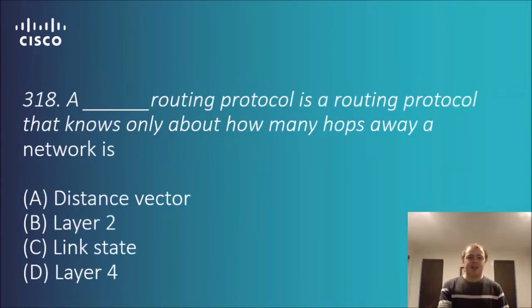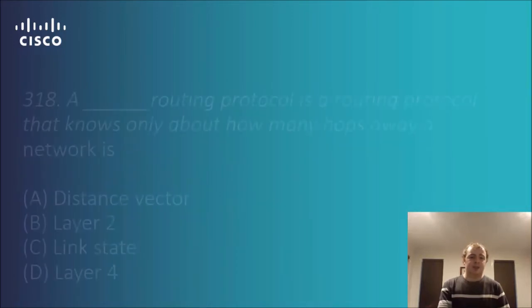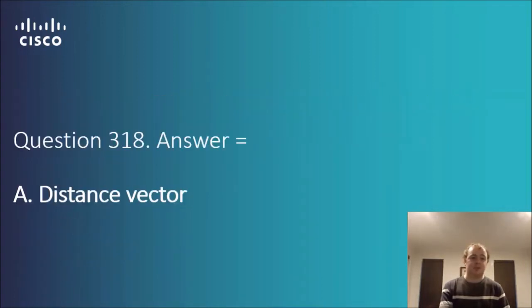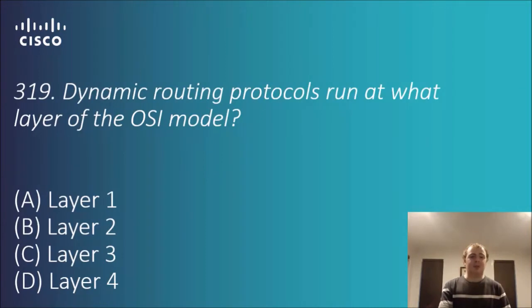318. Blank routing protocol is a routing protocol that knows only about how many hops away a network is. We've got distance vector, layer 2, link state, and layer 4. So obviously we know layer 2 is all about the MAC addresses side of things, layer 4 sort of network transport, and we've got link state and distance vector. The answer here is A, distance vector. So that only knows about how many hops away a network is. It doesn't know whether it's active or anything else. It's pretty much just the hops. So that's all that one knows.